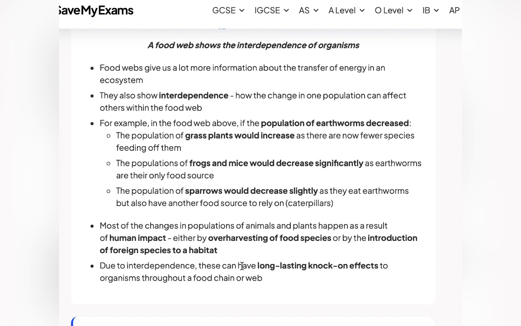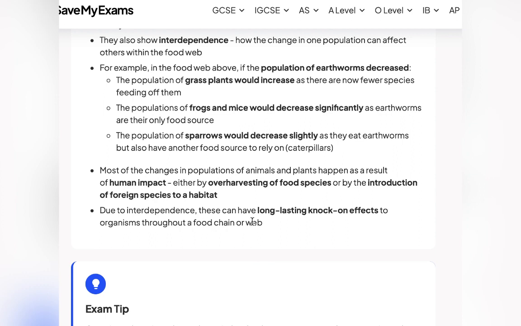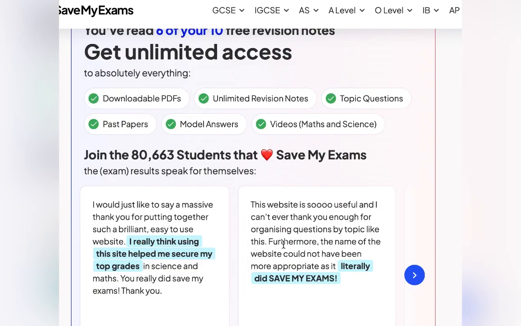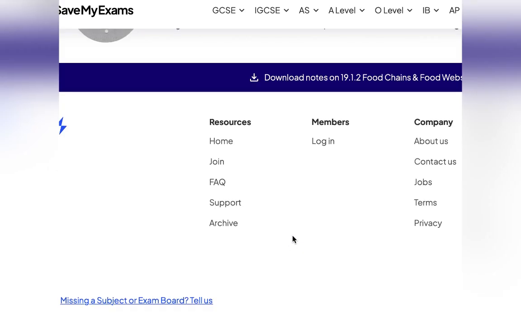So most of the problems are caused by us, either by over-harvesting of the food species or by the introduction of foreign species to a habitat. Due to interdependence, this can have long-lasting knock-on effects on the environment throughout the food chain or the food web.